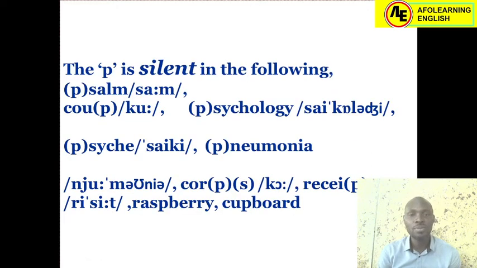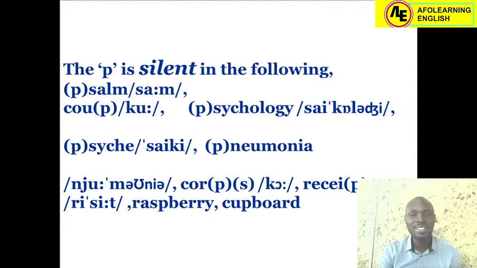Now let's move on to another item under the pa sound. Here we are looking at silent letter P in English words. Now what do we mean by silent letter P? What we mean is that there are certain words in which the letter P is not articulated or not pronounced. So let's take a look at some examples.